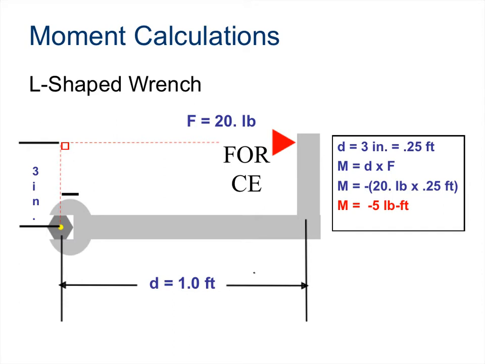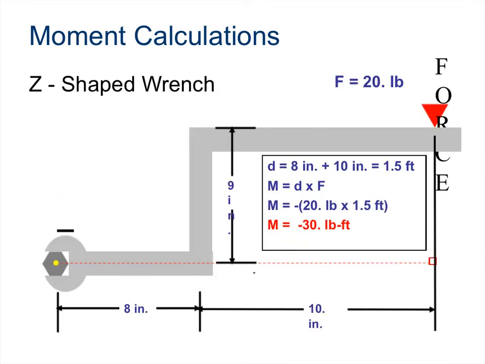Again, using the right-hand rule, you can see that our horizontal force being applied about this point of rotation is going to result in a clockwise moment. Therefore, our moment needs to be negative. So our final answer is negative 5 foot-pounds.